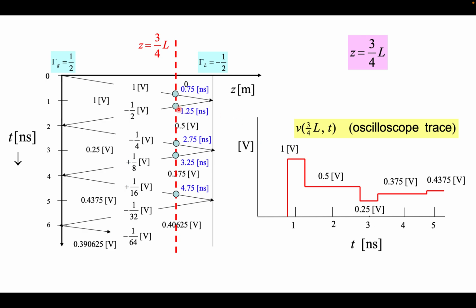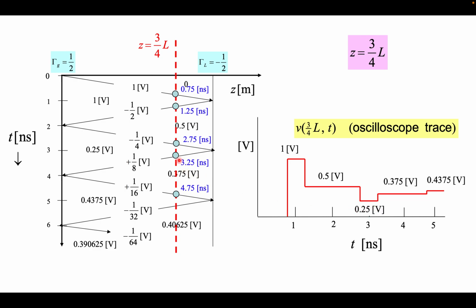So the voltage will be 1 volt. Now if I go beyond, moving from 1.25 to 2.75 nanosecond, the wave is again coming from the left hand. Here, as I told you, the voltage is 0.5 volt, because you can just sum them. So from 1.25 to 2.75 nanosecond, the voltage will be 0.5 volt. Similarly, from 2.75 to 3.25 nanosecond, the voltage will be 0.25 volt.